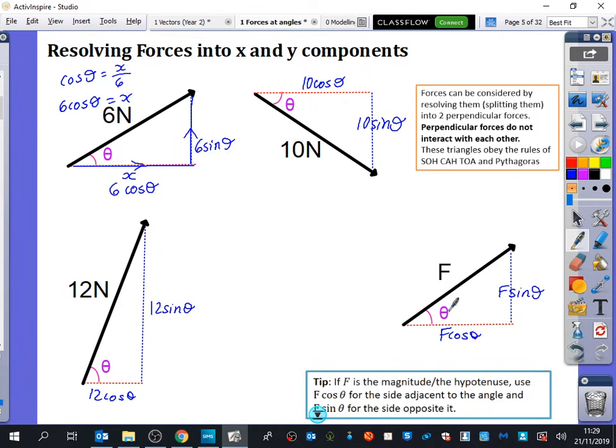So very quickly now, when we have a line and an angle, we should be able to break it down into two pieces, okay? This is now going to simplify problems which previously were not able to be solved because they were at angles.